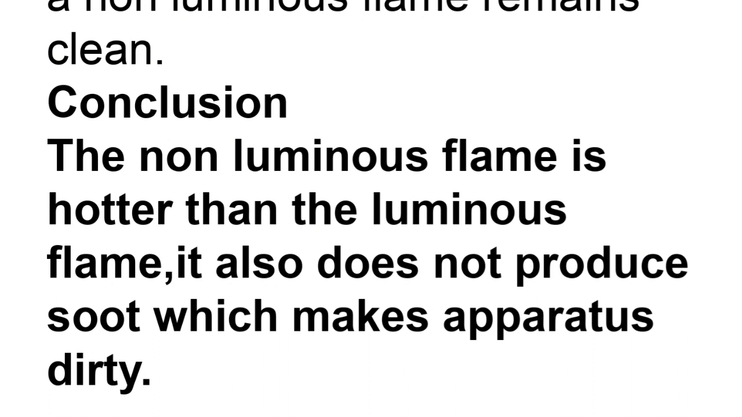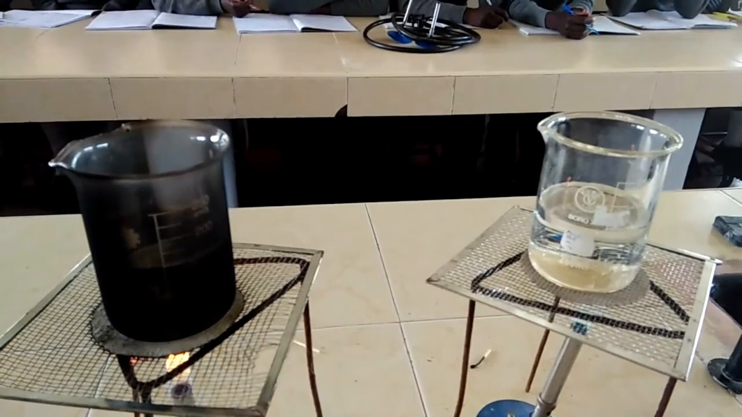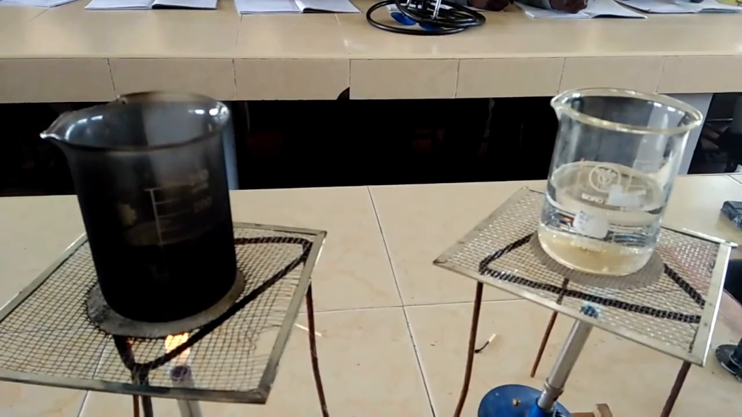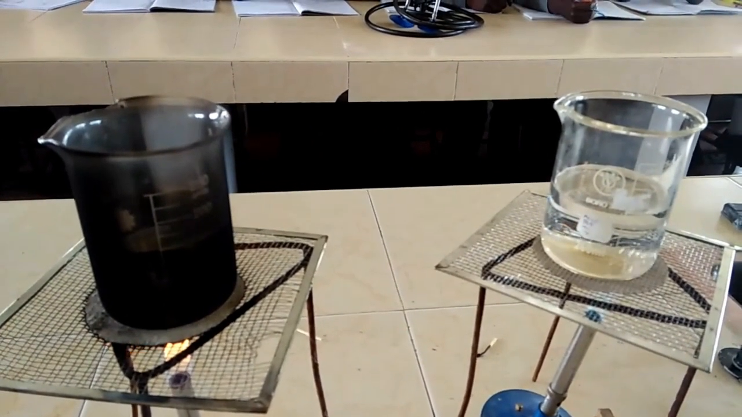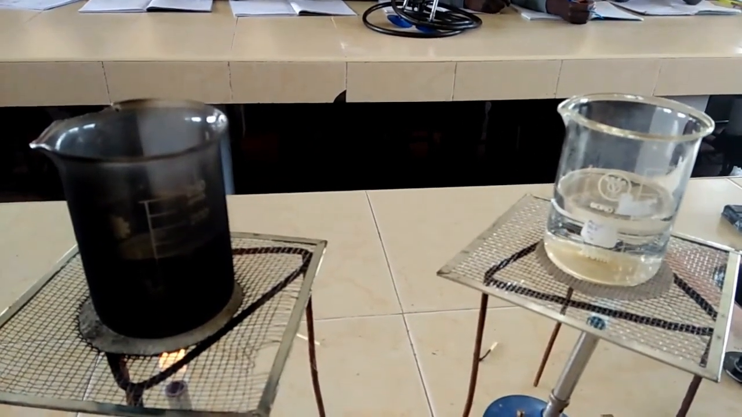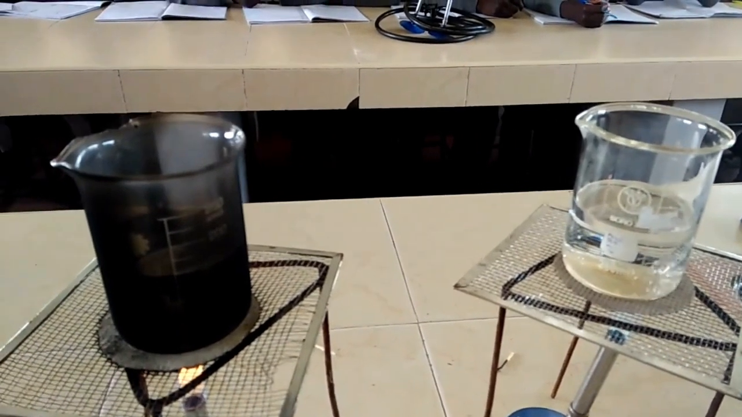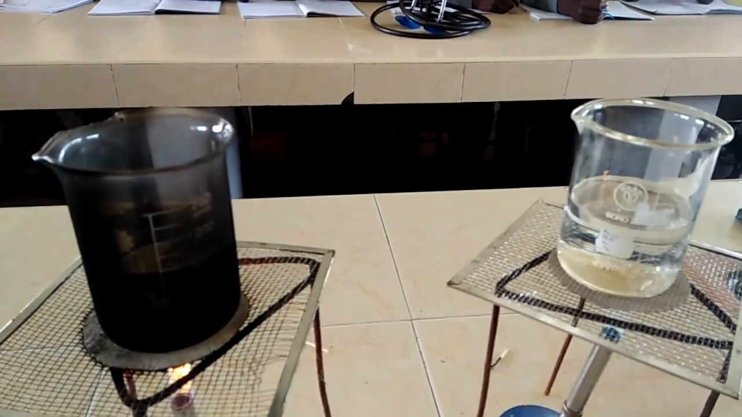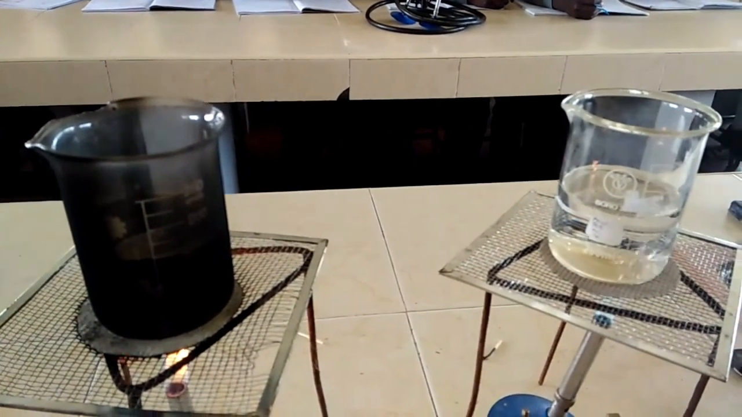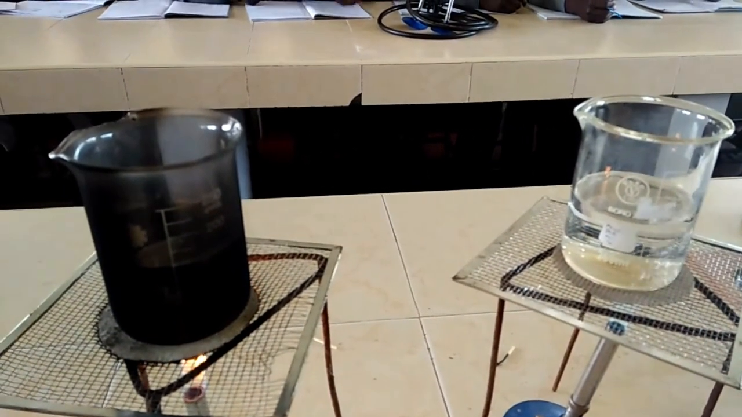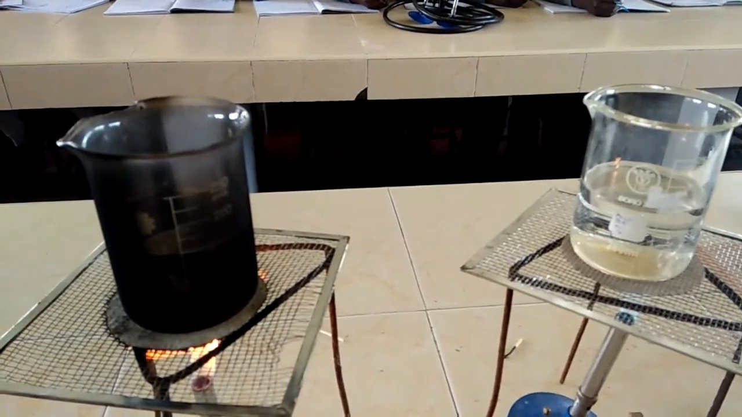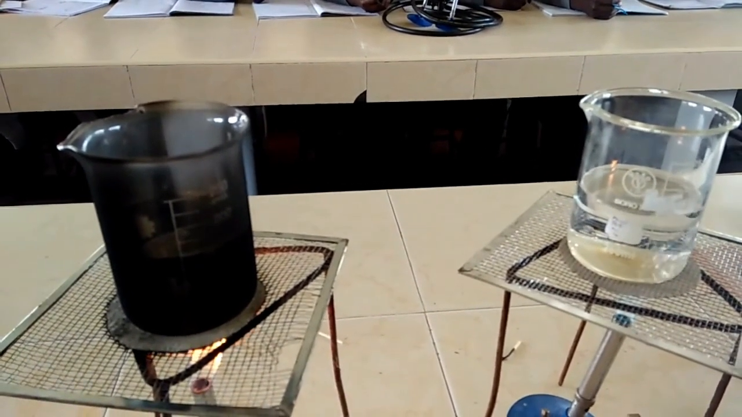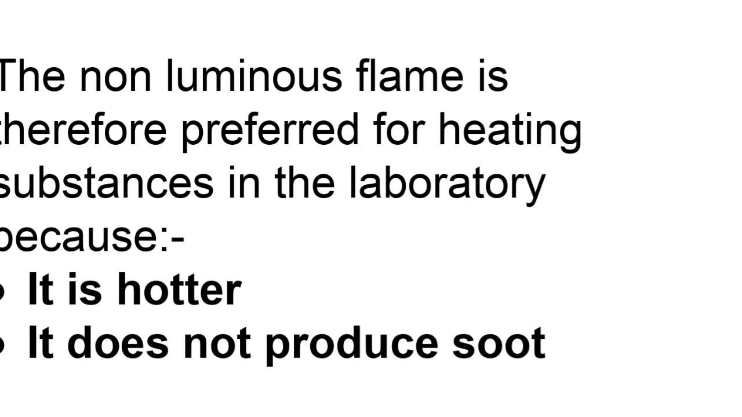This can be explained in the video below. So you can see that the water that was heated using a non-luminous flame has boiled faster. And then if you observe the beaker that we are heating using the non-luminous flame, it is very clean, while the one that we're using the luminous flame is what? Dirty. It is covered with soot.